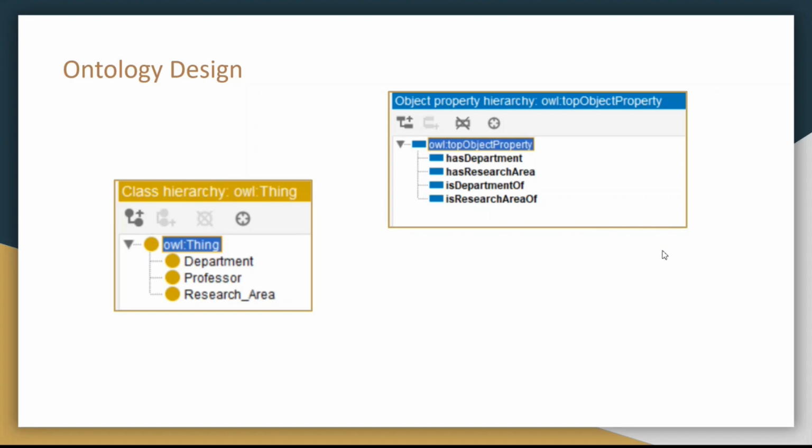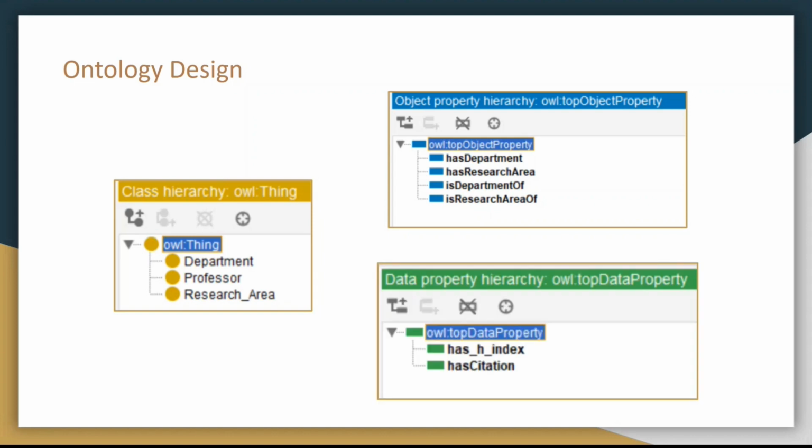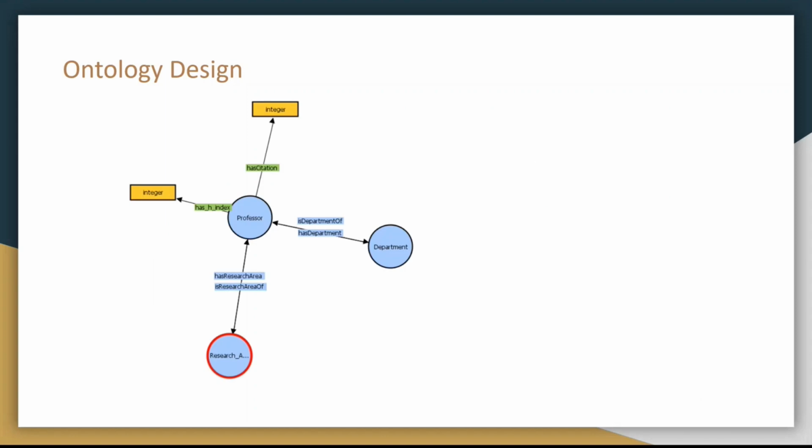To add the H-index and citation information, we also include the has h index and has citation data properties with data type being XSD integer. Now, once we declare all the classes and properties, our ontology looks like this. Now, our next step is to add the axioms.